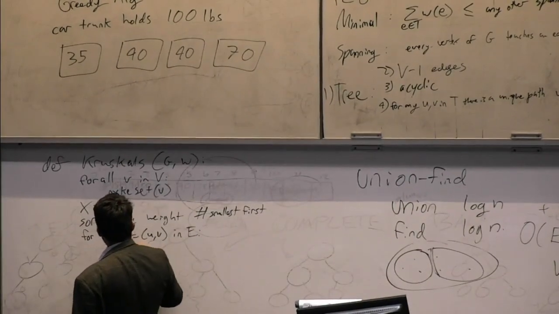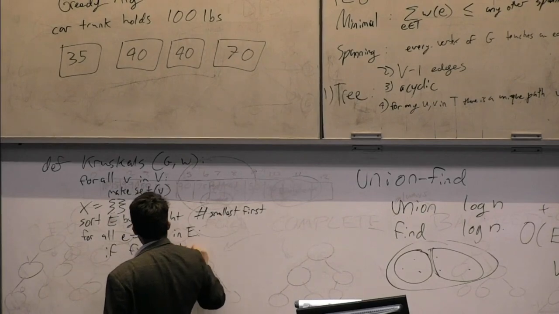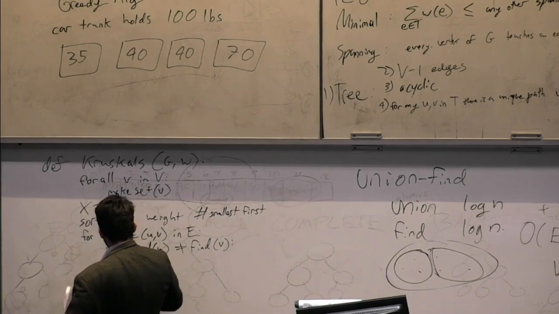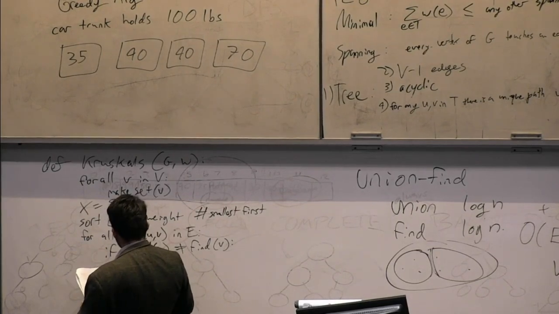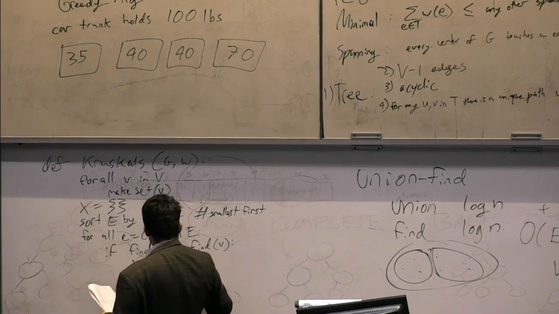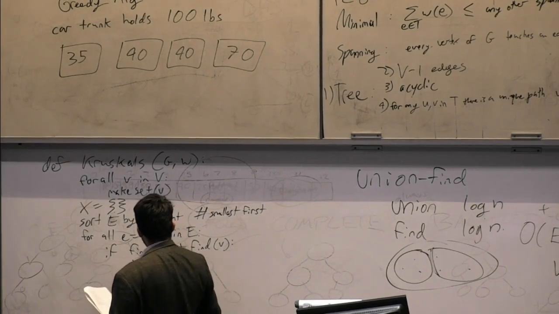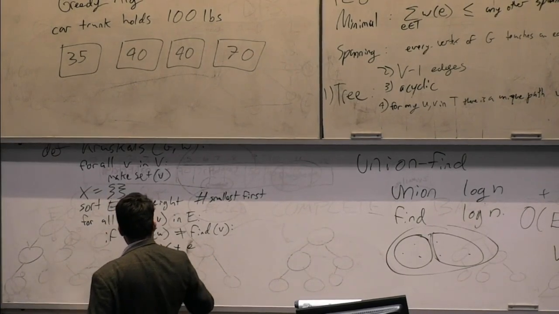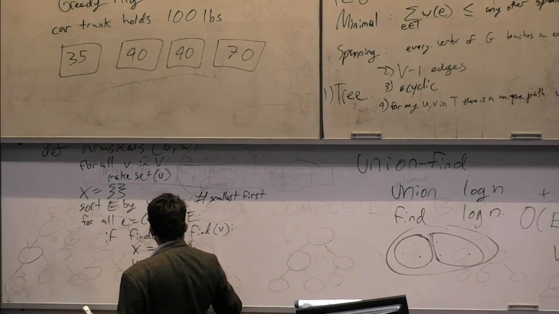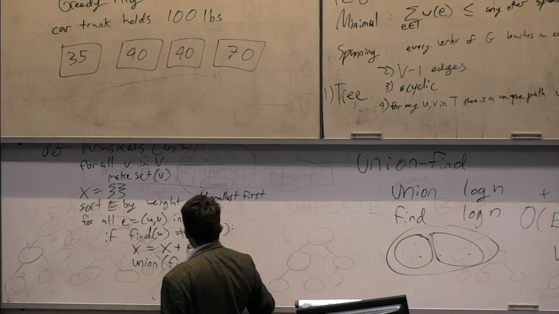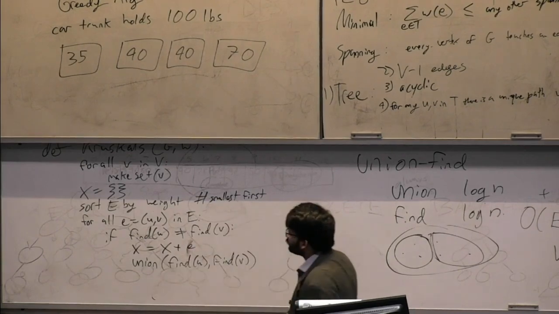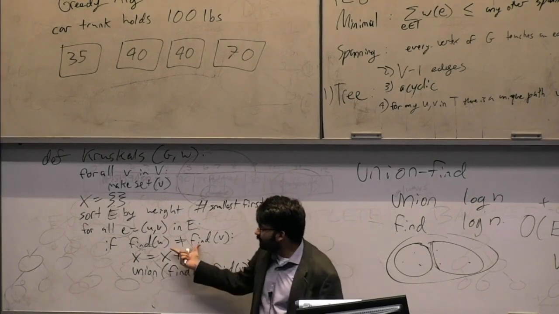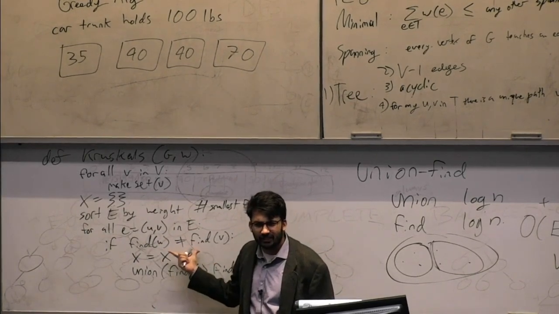If find of u does not equal find of v, X takes on X plus e. Union find of u, find of v. So here's what happens. You sort the edges again. You choose the smallest edge. If find u does not equal find v, this is the step that we did cycle checking.